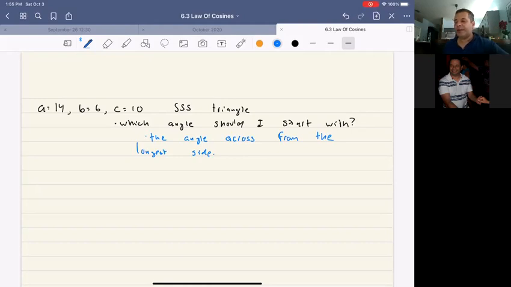So that gets rid of any of these, well, maybe it's this or that. You don't have the two possibilities going on. Side, side, side, you only have one triangle. So let's go ahead and start.